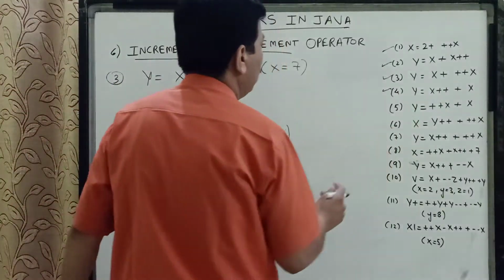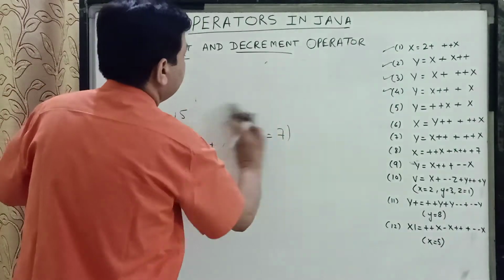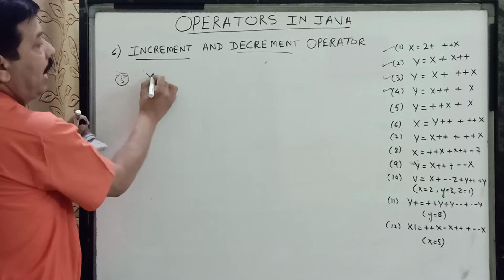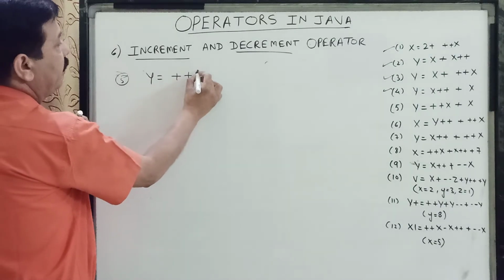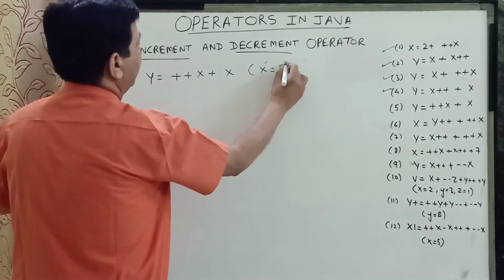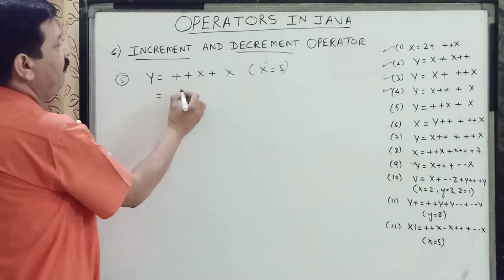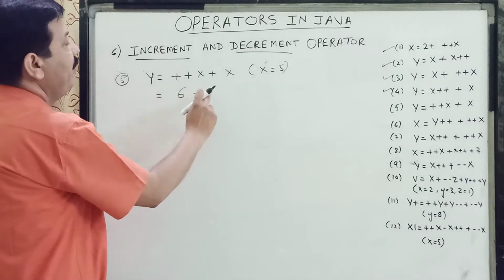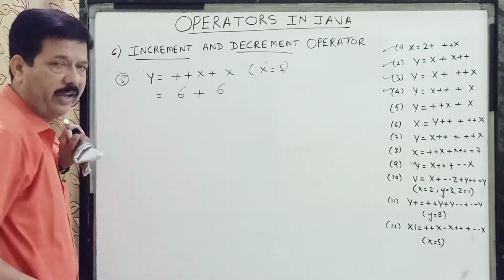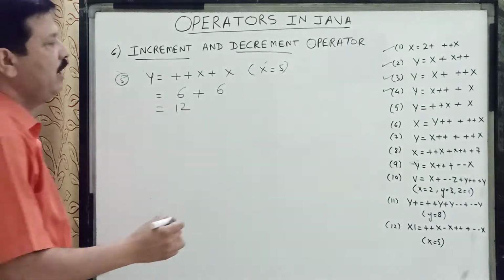And children, when we come to the next one, that is the fifth one. The fifth one is saying y is equal to x plus ++x. Say x I am taking as 5. Initial value of x is 5. Since it is a pre-increment, its value will first be changed to 6. And when we again add x, since the value of x has changed, it will be 6 over here. So it will be 12. So children, I hope you are following these. This is the fifth one.